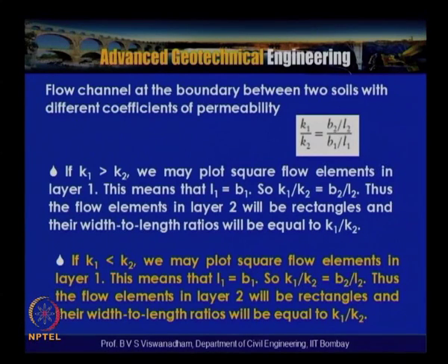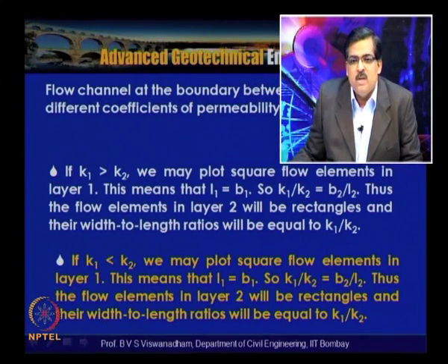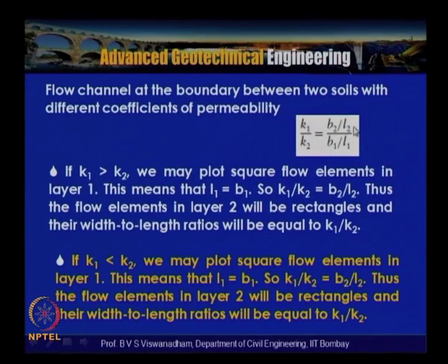If K1 is greater than K2, that is, if you have two soils where the permeability of soil 1 is greater than soil 2, we may plot square flow elements in layer 1. This means that L1 is equal to B1, and so K1 by K2 is equal to B2 by L2. So the flow elements in layer 2 will be rectangles and their width to length ratios will be equal to K1 by K2. Because when we put B1 by L1 equal to 1, then K1 by K2 is equal to B2 by L2. So by having two different permeabilities, B2 by L2 is in the ratio of K1 by K2.